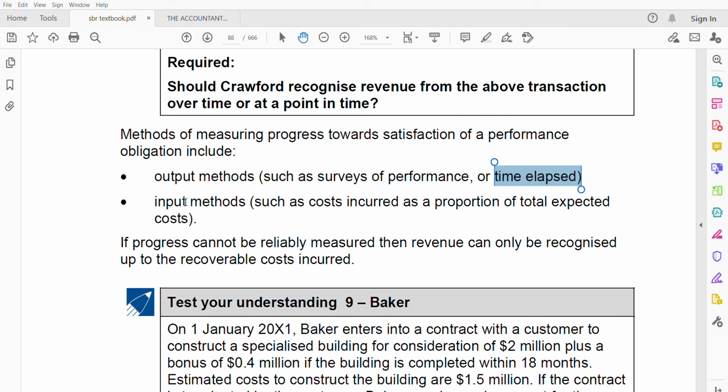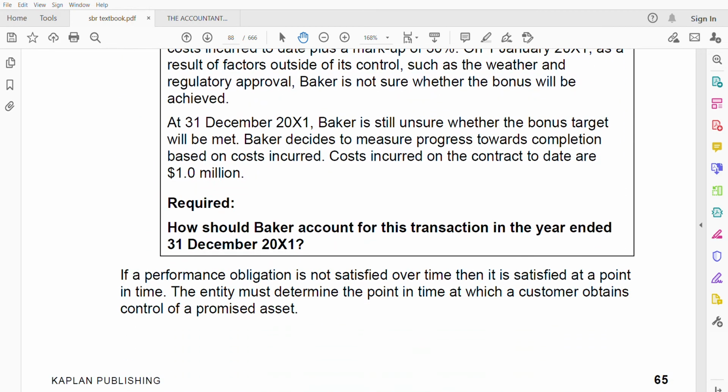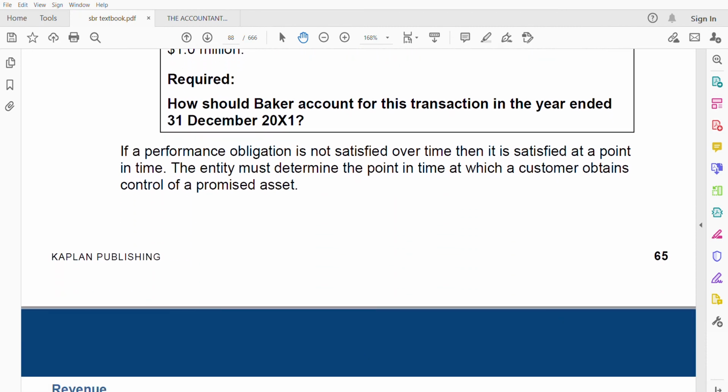Next, input method. You see the cost incurred as the proportion of total expected cost. You see what the cost is compared to what you have expected, the total expected cost. So if progress cannot be reliably measured, then revenue can only be recognized up to the recoverable cost incurred. If you cannot measure the progress reliably, then how can you recognize revenue? Up to the recoverable cost incurred, whatever cost you can recover, up to that much only you can recognize revenue. After everything we have a test understanding the questions, so we are definitely going to go through all.